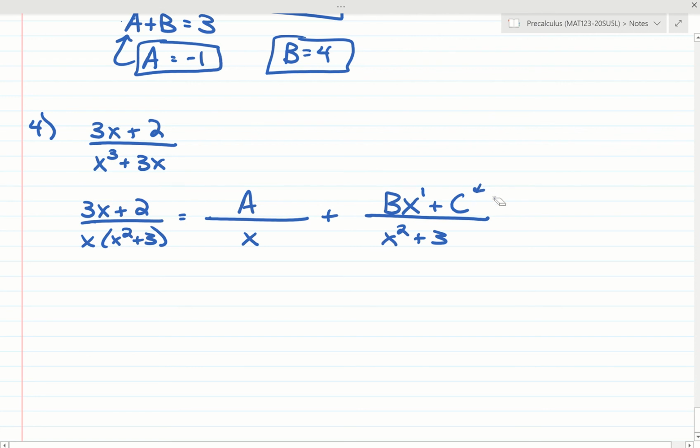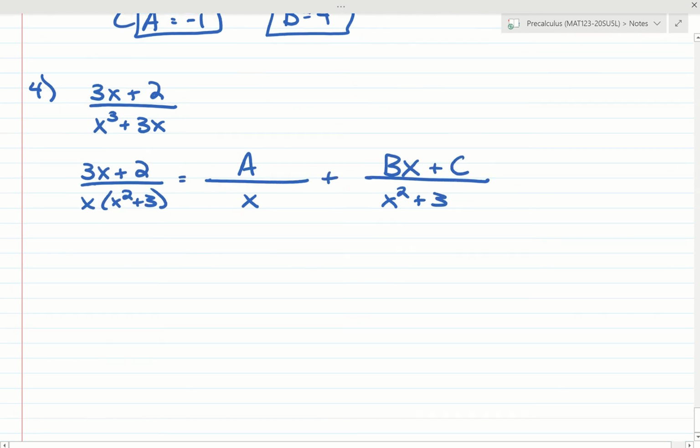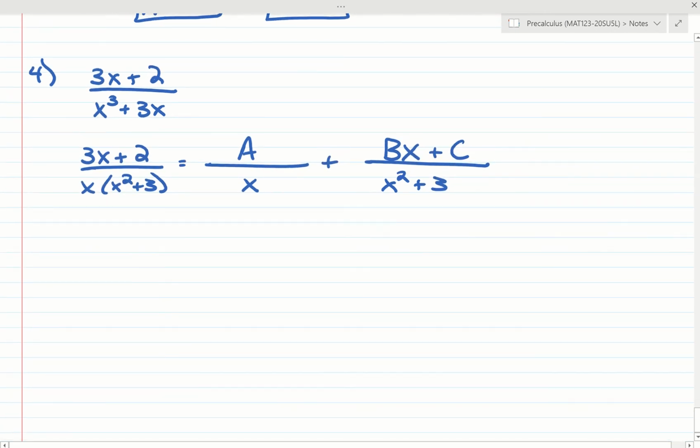Now I haven't seen any problem like this on the final exam, but it is in your textbook, and I just want to make sure you can handle this. So if you have x to the second on the bottom, on top you're going to put the letter x and then plus the next letter in the alphabet. You'll never see like x to the third in the denominator. We're going to solve this the same exact way.